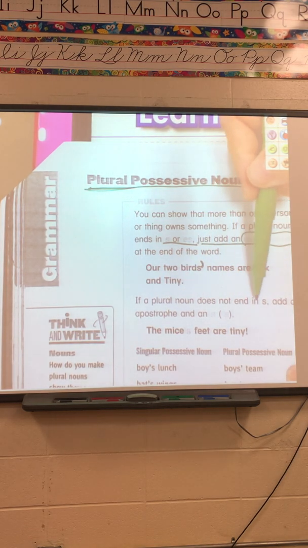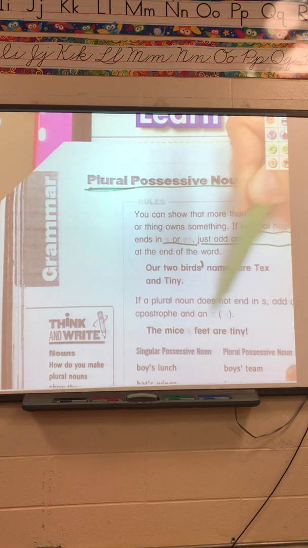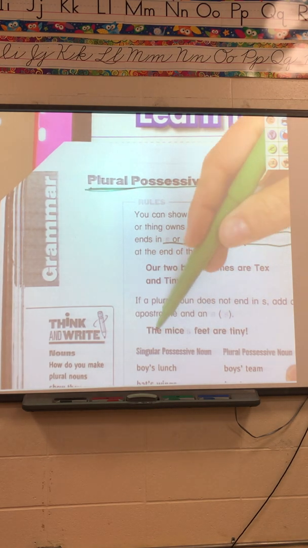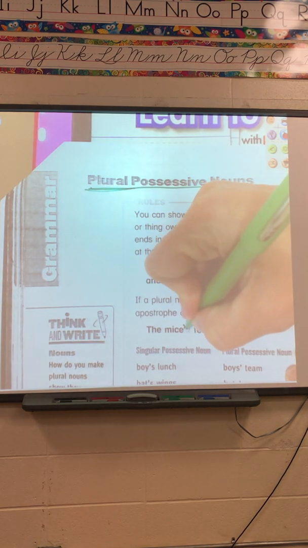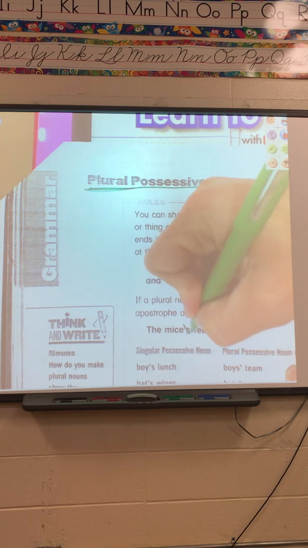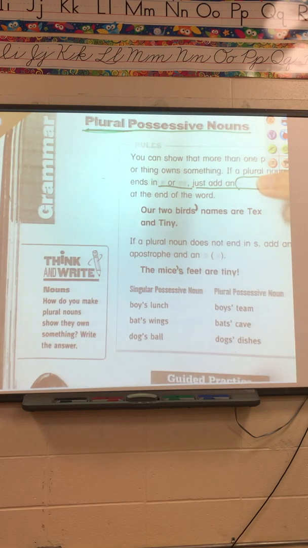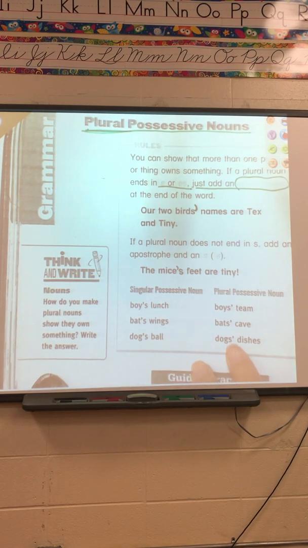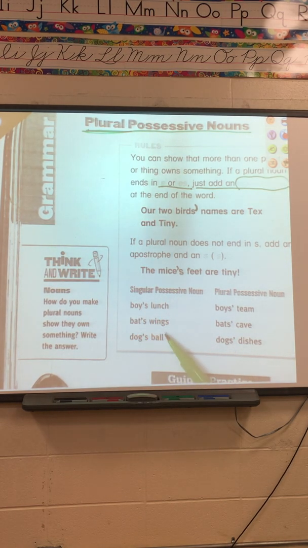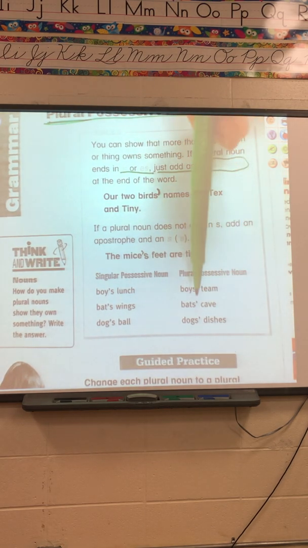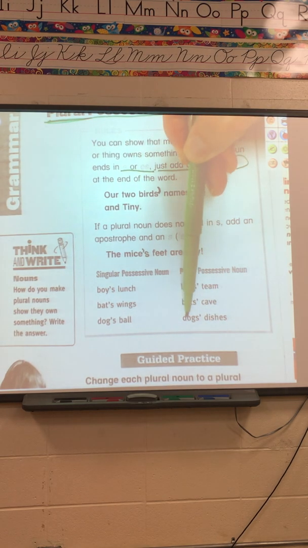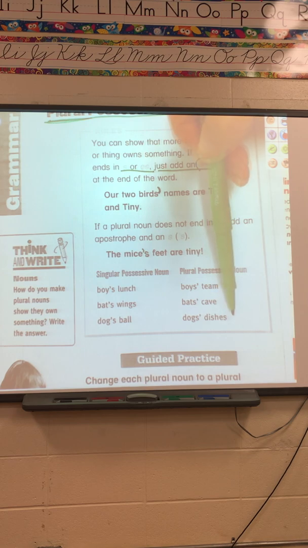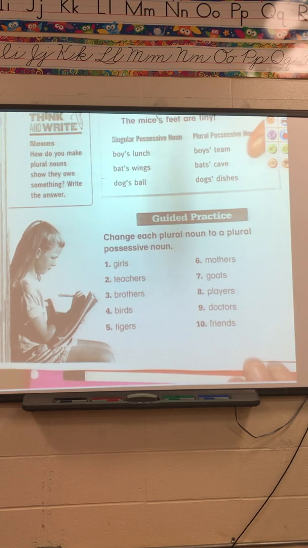If a plural noun does not end in S, add an apostrophe and an S. So the mice's feet are tiny. Okay, so it did not end in an S already, so you do add apostrophe S, okay? So these are singular possessive nouns: boy's lunch, bat's wings, dog's ball. These are plural possessive nouns: more than one boy's team, more than one bat's cave, and more than one dog's dishes. Okay? So let's look at the guided practice.